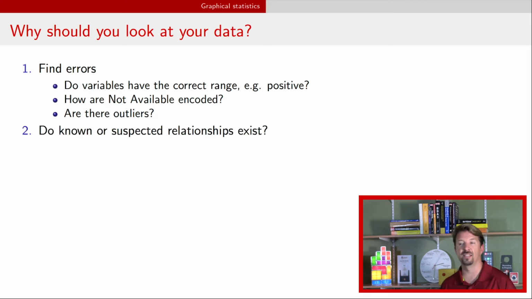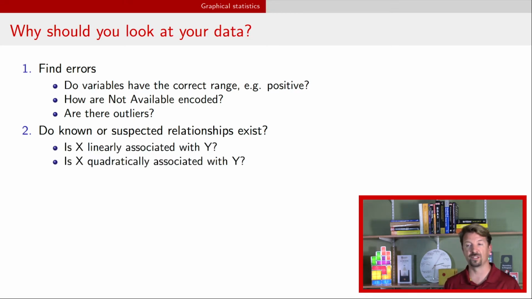The second reason is to look and see in your data if relationships that you expect are actually there. Do your data represent what you were expecting to see? Now, if they don't, that doesn't mean that the data are wrong, but that does mean that there could have been an error, and maybe that's the reason that it's not what you were expecting to see. But you should take a look and make sure those relationships are there.